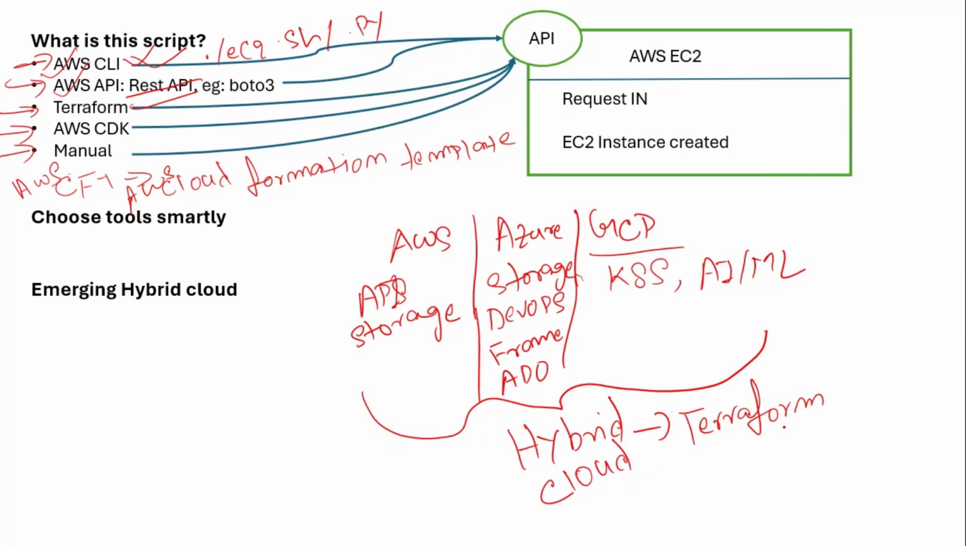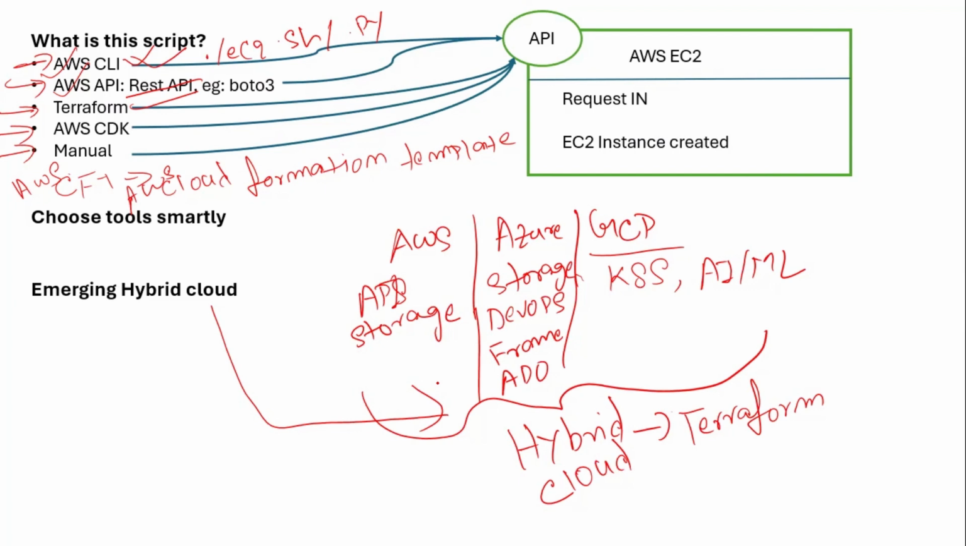Azure also has a cloud native service like ARM, Azure Resource Manager, which is very much native to Azure itself, right? So hybrid cloud is emerging a lot nowadays, and with the emergence of hybrid cloud, Terraform is getting an edge. Okay, so this is about choosing different services, and about choosing different scripting methods.